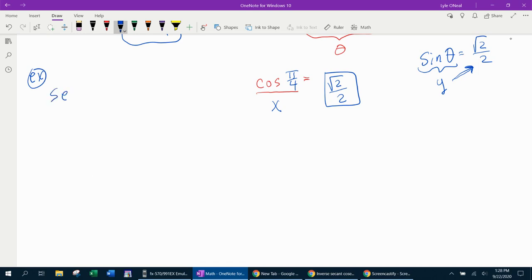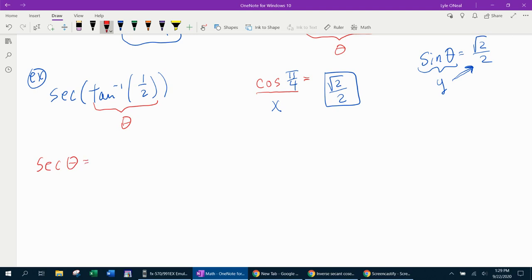Let's say we have the secant of the inverse tangent of a half. The secant of the inverse tangent of a half, okay? So where are we going to start? We're going to start at the same place that we did on the previous example, knowing that an inverse trig function equals some angle theta. And then once I determine the characteristics for that theta, I'm going to come back and figure out what secant of theta is, okay?